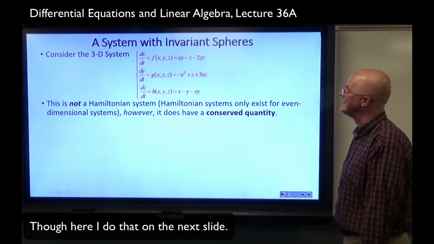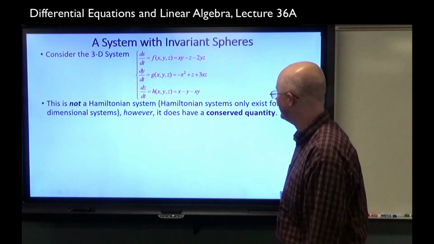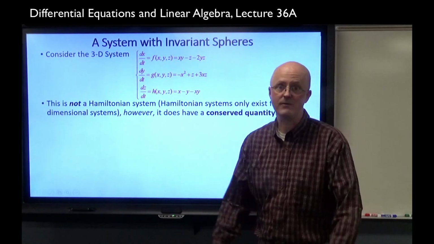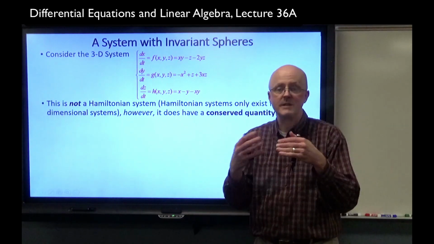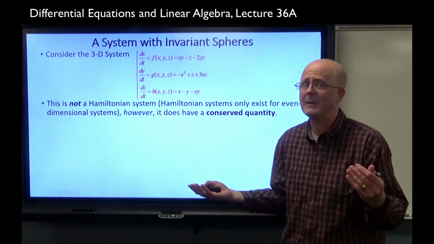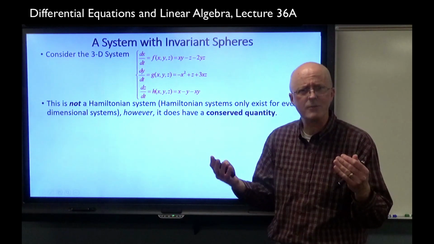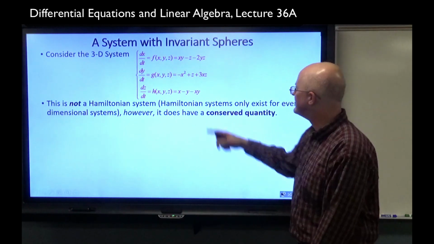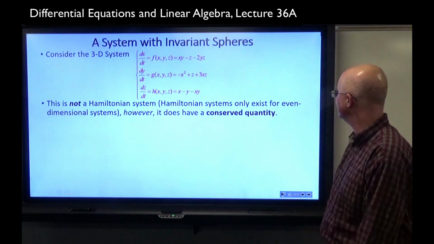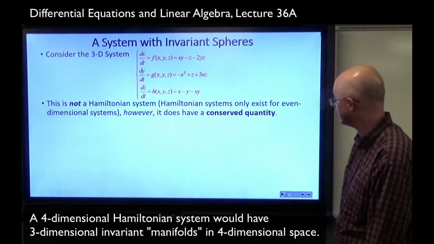But before that, let's focus on the fact that it's got invariant spheres. This is not a Hamiltonian system. We've looked at Hamiltonian systems where solutions are on the level curves of the Hamiltonian function, and evidently maybe in a higher dimensional Hamiltonian system, the solutions would be on level surfaces of a Hamiltonian function? Well, it turns out you can't have a Hamiltonian system if it's three-dimensional. Hamiltonian systems only exist for even-dimensional systems: two-dimensional, four-dimensional, six-dimensional, etc.